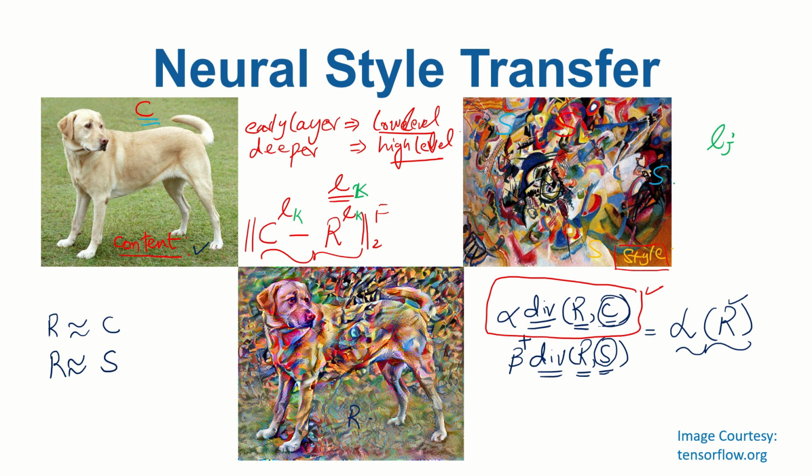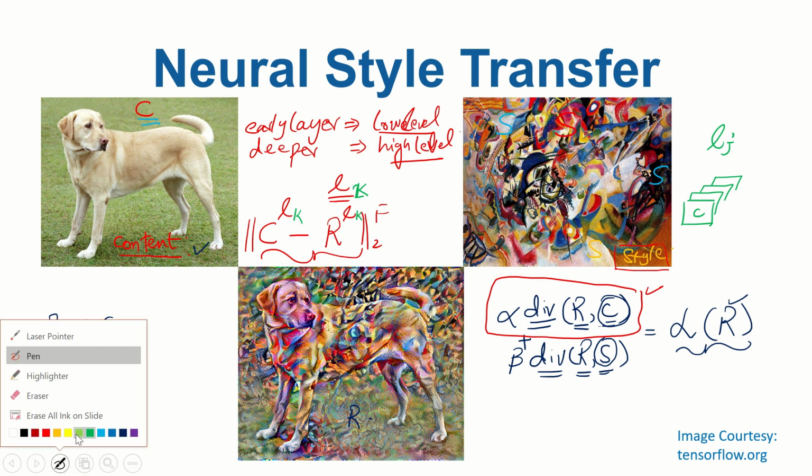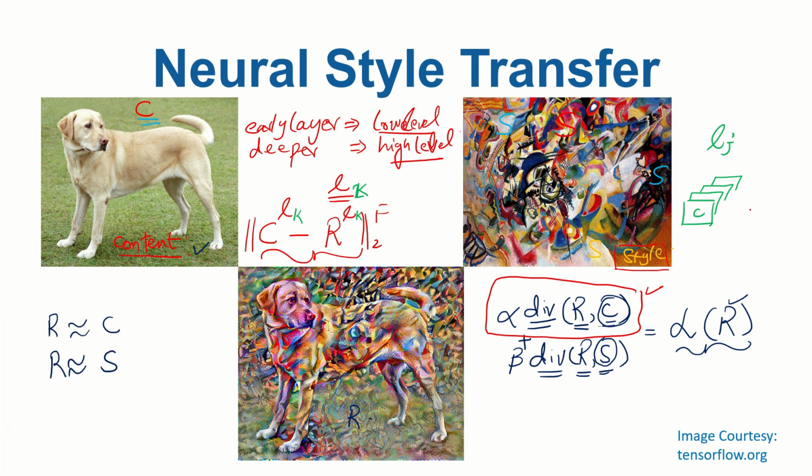But what happens is, let's say these are the activations for C. And let me write these activations in terms of volumes. So these are, let's say, the activations for C. And let's say we again have activations for S as well for this particular layer. Let's say these are the activations for S, R, our resultant image that we have randomly initialized. Let's say this particular image has N channels, and let's say this also has N channels.